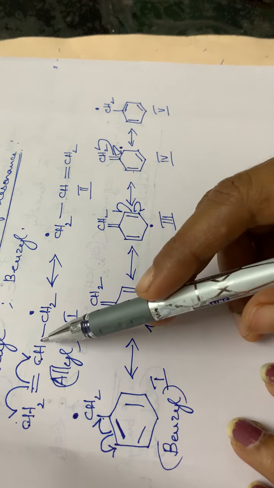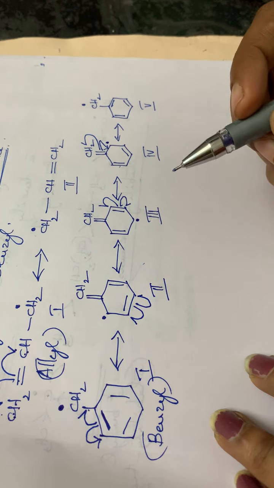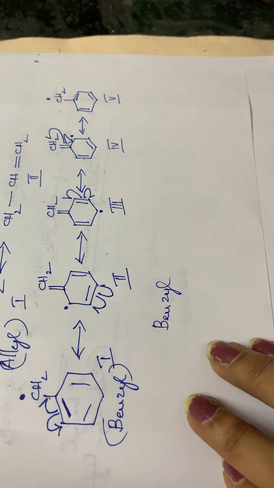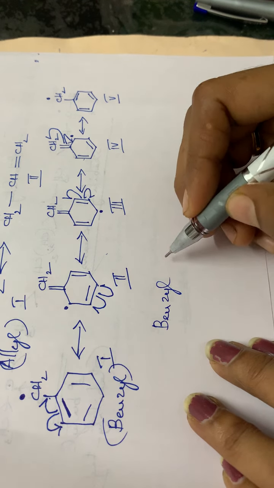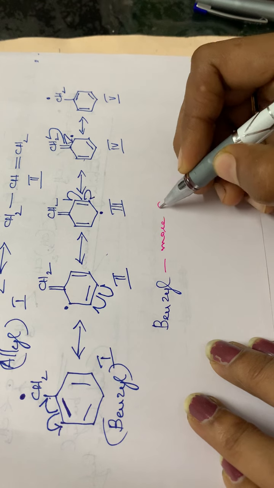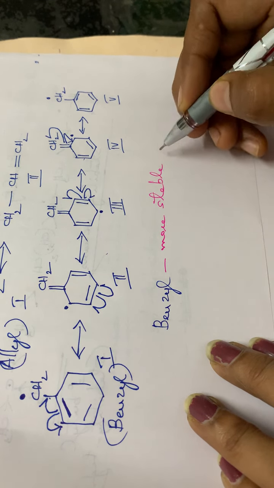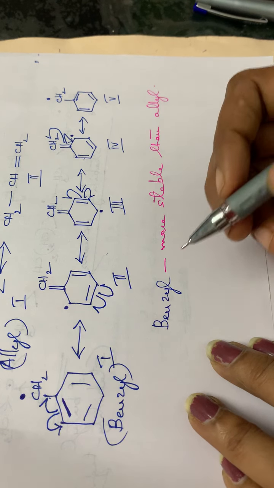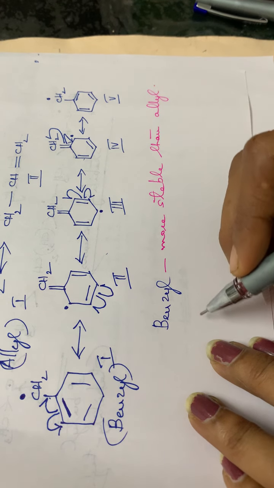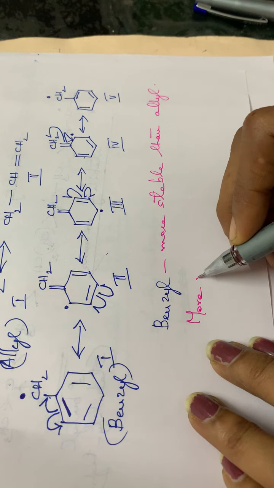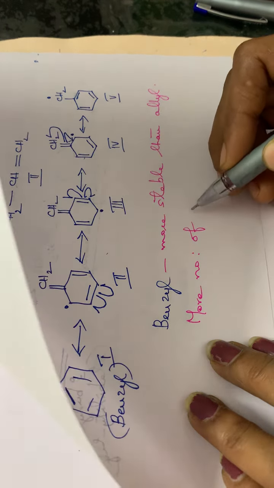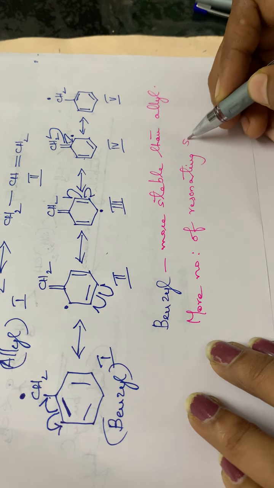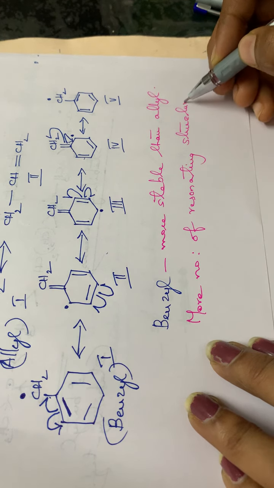And also, while comparing allyl and benzyl, which one will be more stable? Benzyl will be more stable than allyl, isn't it? Because what is the reason? Because this benzyl has got more number of resonating structures.